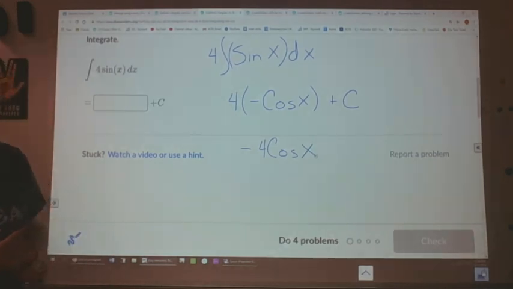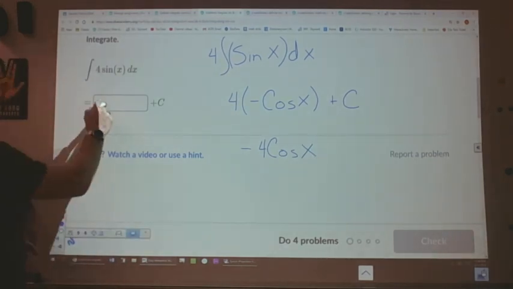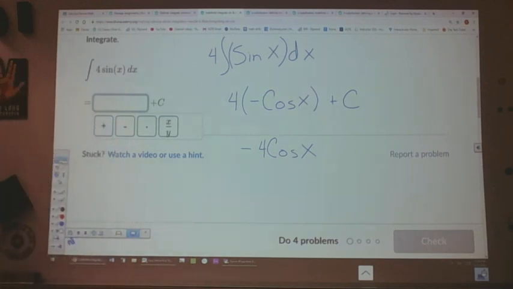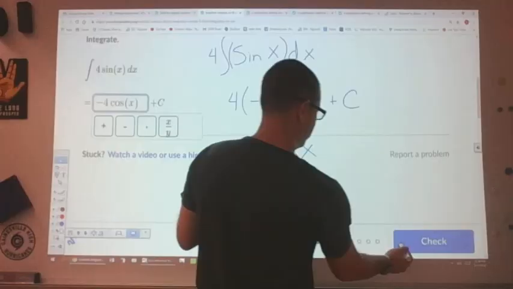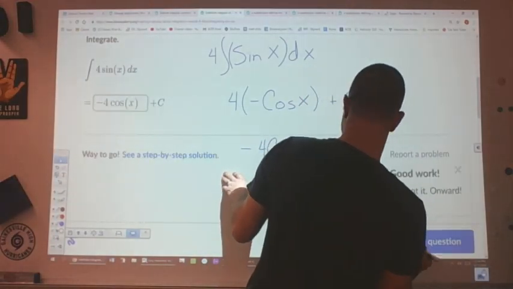And just sine and cosine, I want you to know the other common integrals, but this particular exercise is just sine and cosine. So we go negative 4, and I guess we just type in cosine x, and see if that checks off. Good.